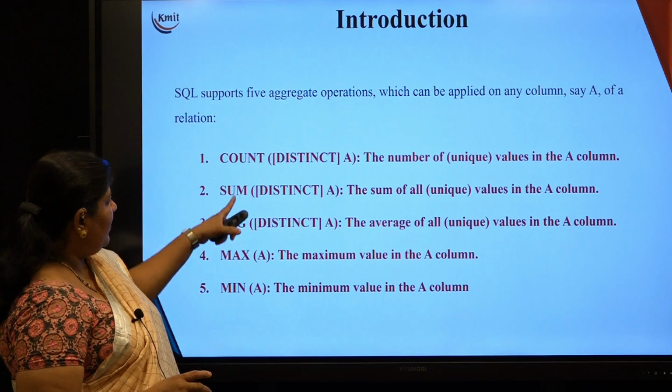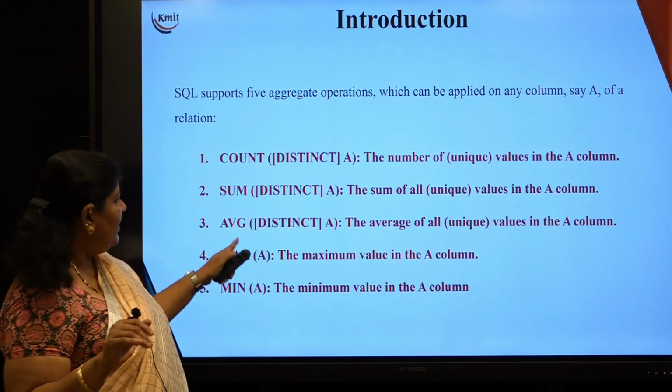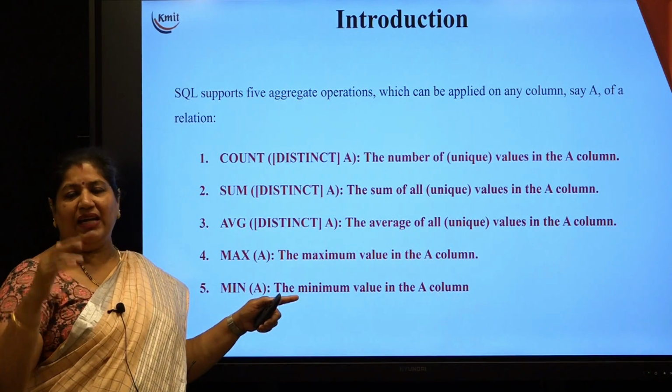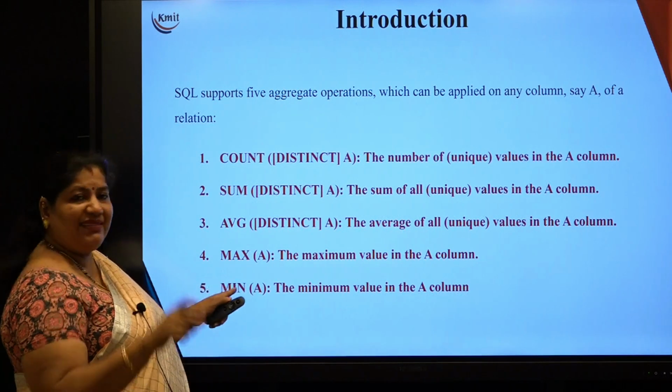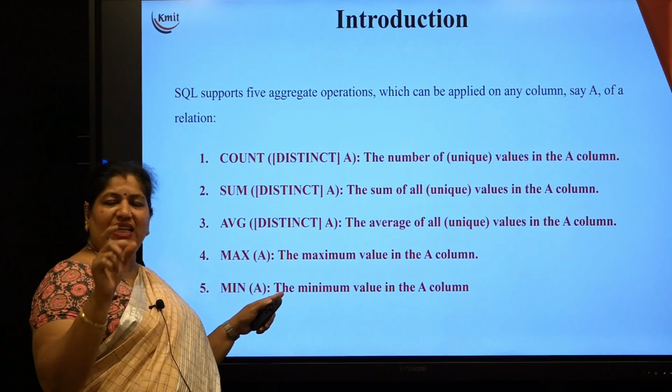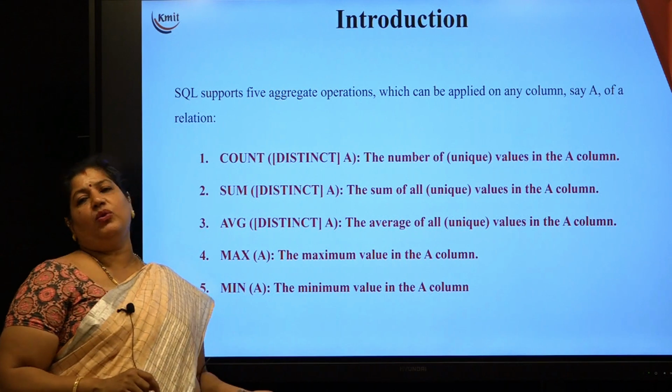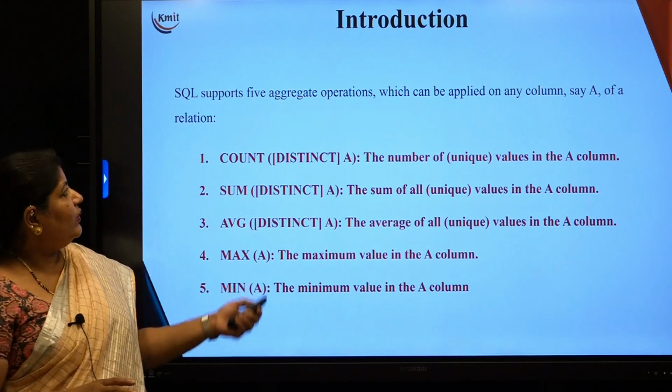Sum is going to add up all the values, average is going to add and divide by the number of entries, maximum is going to find the maximum value within a set of values, and minimum is going to give you the minimum value.